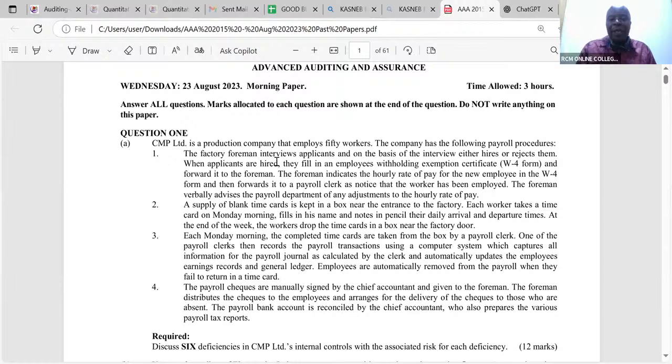The factory foreman interviews applicants and on the basis of the interview, either hires or rejects them. Just a foreman. Not HR. No segregation of duties. This guy is interviewing them and is going ahead to make the decision to hire or reject them. When applicants are hired, they fill in an employee's withholding exemption certificate, W4 form, and again, what do they do here? They forward it to the foreman.